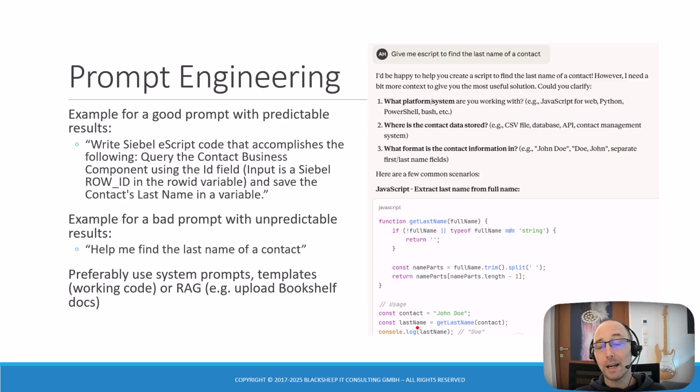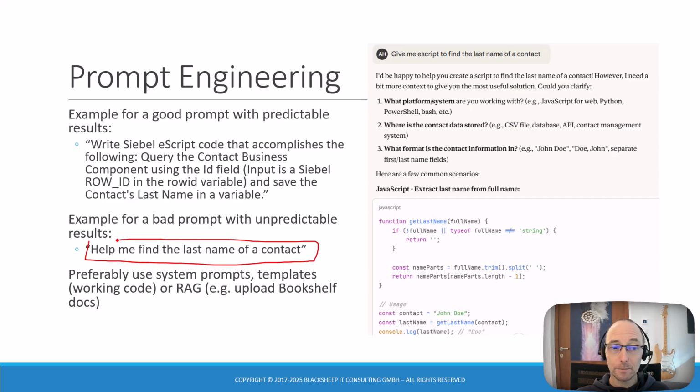The first thing you have to do is understand what distinguishes a good prompt from a bad prompt. I have this example here, which is a prompt I use to assess the prowess of an LLM with Siebel eScript. Let's start with the bad prompt: help me find the last name of a contact. Just throw that at a human being. They will ask, what exactly do you mean? I don't know the context. And the context is what it's all about.